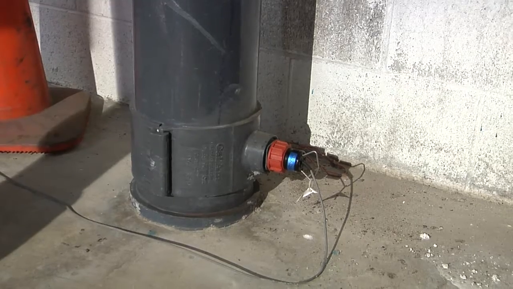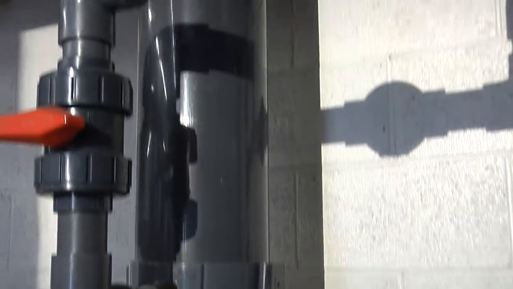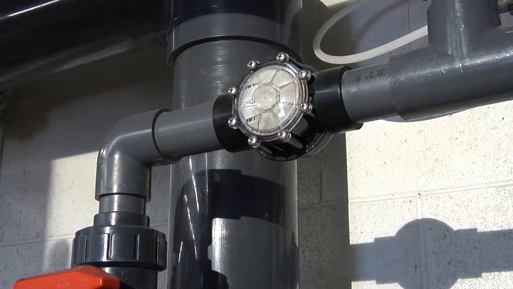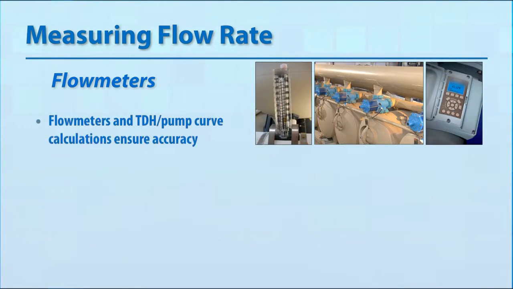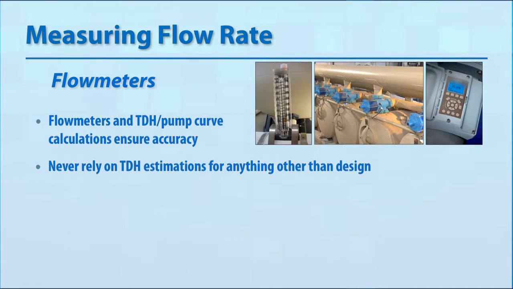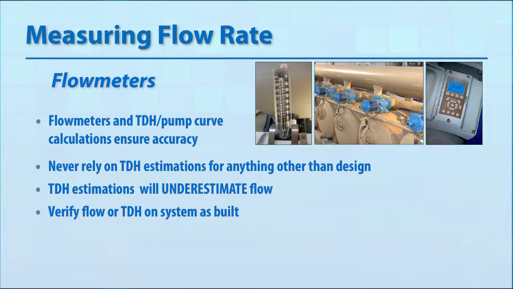The electronic readout of digital flow meters may make them appear more accurate, but that does not mean they're more accurate. Like flow rotometers, the digital flow meter sensor must be installed with enough straight pipe upstream of the sensor. Again, confirming flow with both a flow meter and TDH pump curve will give you assurance that you have an accurate reading. Never rely on TDH estimations for anything other than planning purposes. TDH estimations are designed to overestimate TDH, and as such, they always underestimate pump flow. You have to verify the system as built if you want to be sure.